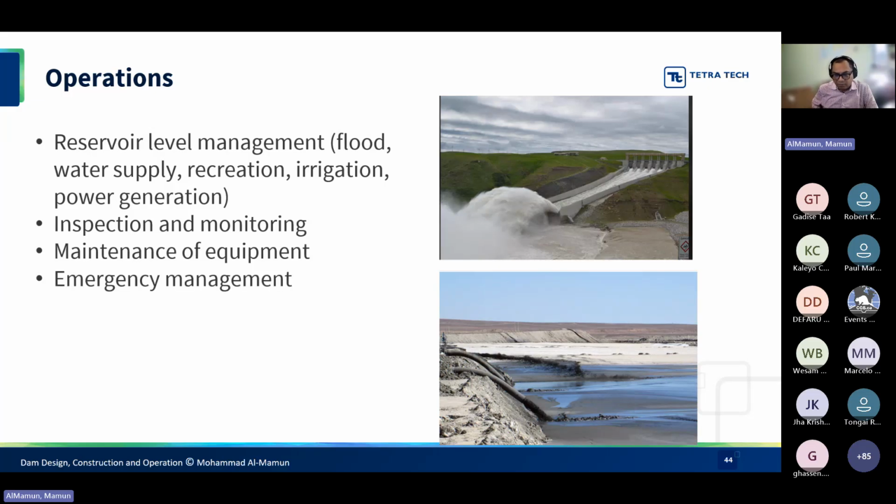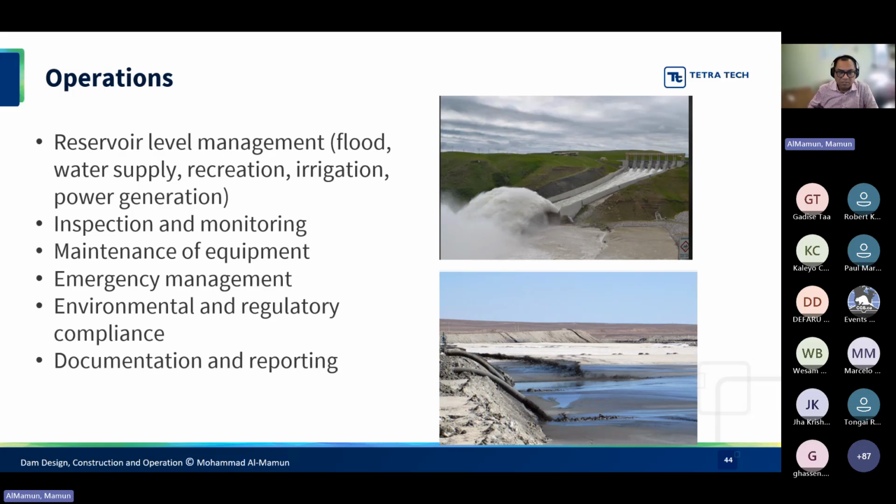And then the other important part is, of course, emergency management, because every dam is designed for a certain capacity. As soon as we have a hydrologic event or any internal or external hazard that impacts that or goes over that design capacity, we will have an emergency.